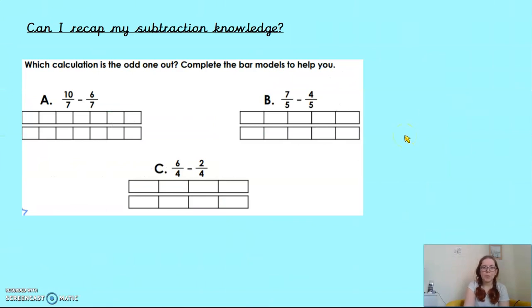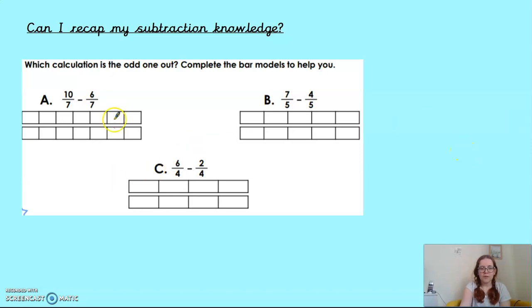Okay, here we go. Which calculation is the odd one out? Can you complete the bar models to help you? Now, if you're feeling super duper confident with this, because this is right back at the start of our subtracting fractions, then you can pause me and have a go yourself. If not, then I'm going to take you through A and then leave you to do B and C, and then I will show you the answer. Okay, let me get my pen.